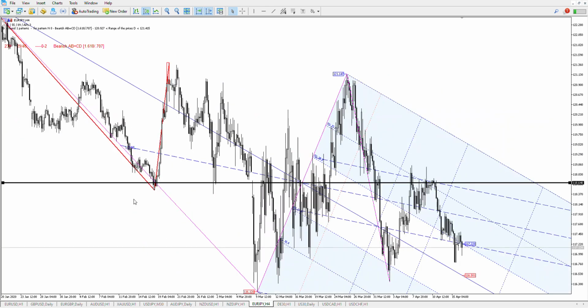Euro yen, so we're below the monthly pivot, descending channel, pitchfork and the descending channel. 117.22 is your resistance at 38.2, and your median line support is 116.50. So keep an eye on that. Technically, it's a sell, and sentimentally, you'd want to check the dynamic and the static for that.